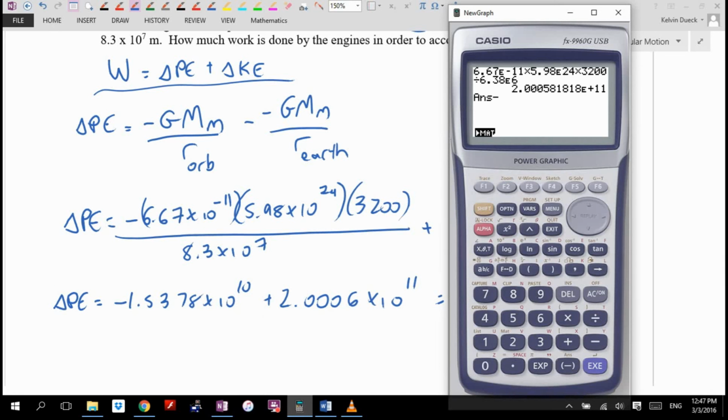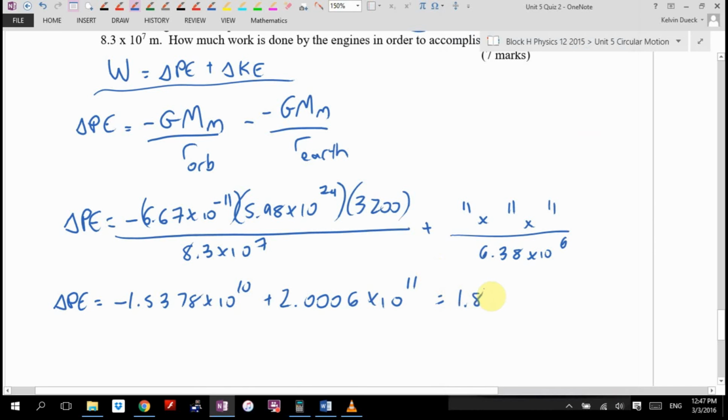Takeaway 1.5378 times 10 to the 10th. Do you got a change in potential of 1.8468 times 10 to the 11th? Yeah? Is that right? 1.8468 times 10 to the 11th, I think it was. Joules. There's how much I need just to get up there.